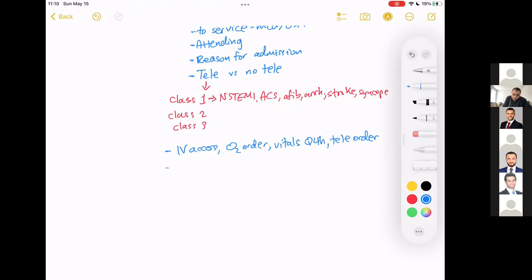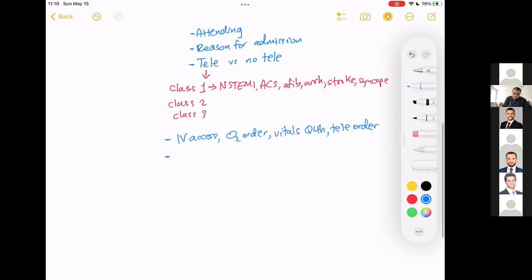And then finally, this is going to be for all patients, something called code status. Anybody knows what code status is?